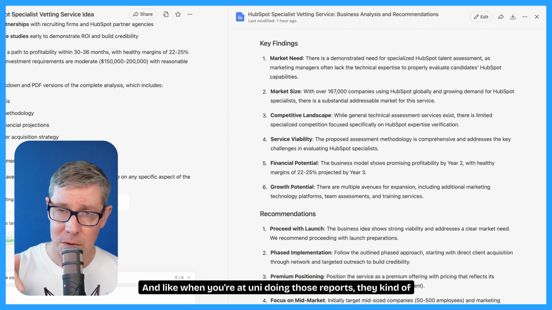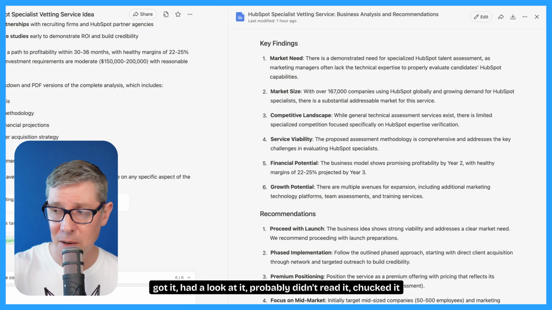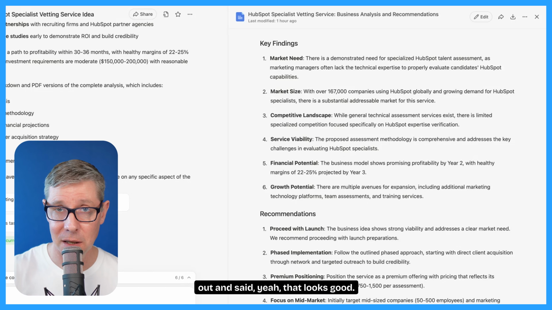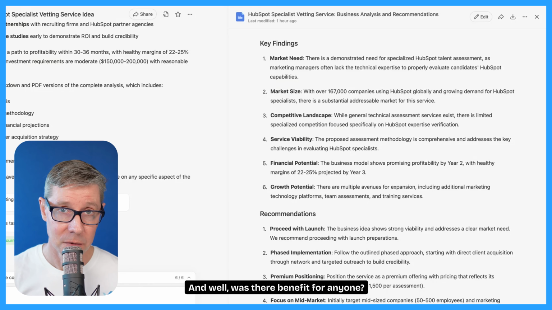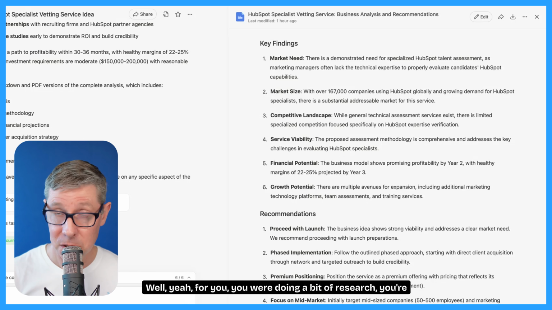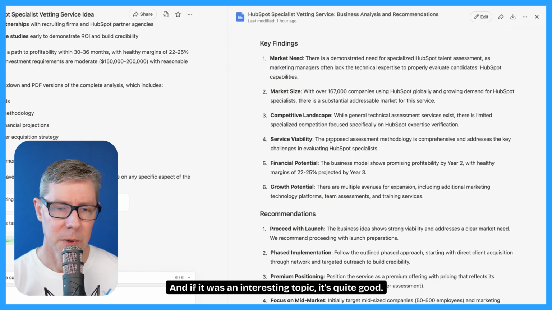And like when you're at uni doing those reports, they kind of had a look at it, probably didn't read it, chucked it out and said, oh yeah, that looks good. And well, was there benefit for anyone? Well, yeah, for you, you were doing a bit of research, you're learning a skill. And if it was an interesting topic, it's quite good.